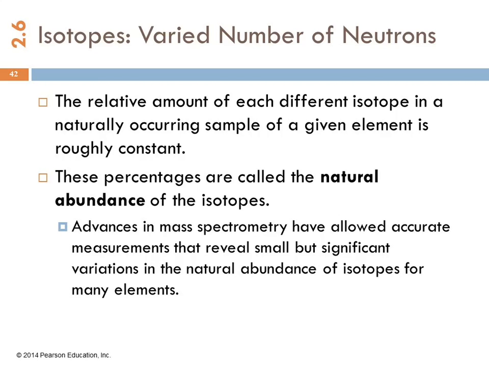The relative number of each different isotope in a naturally occurring sample of a given element is roughly constant. So if you got a sample of neon from Fresno and you went to South Africa and isolated a sample of neon gas, the relative percentages of each different isotope would be close. So it's relatively constant no matter where you get the sample from. We call these the natural abundances of the isotopes.